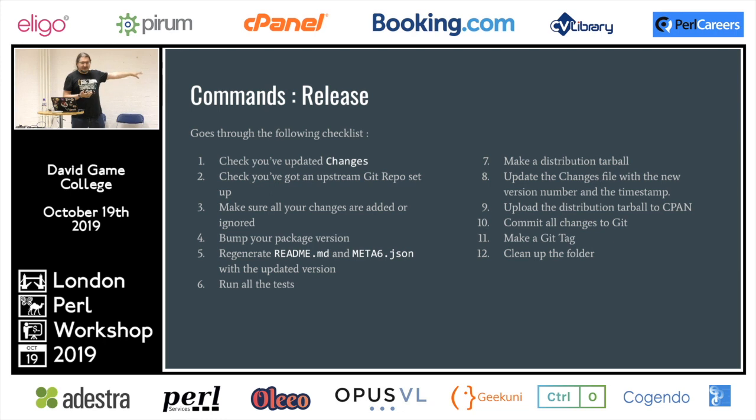So that includes the changes to README and MI6 JSON. Makes a Git tag and pushes them all up, and then finally cleans up after itself. Hello, yes? That is the order it does them in. Yeah, pretty much. Well, I think it rolls it back if the tests don't pass.